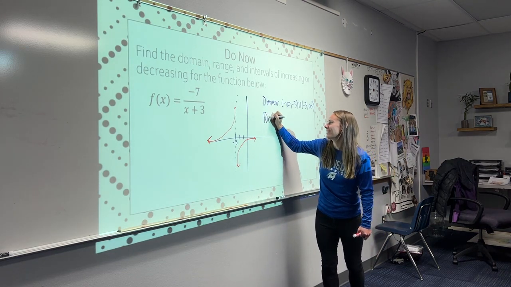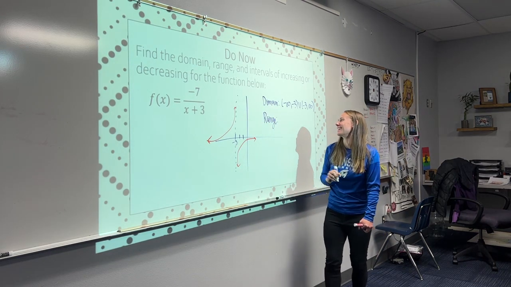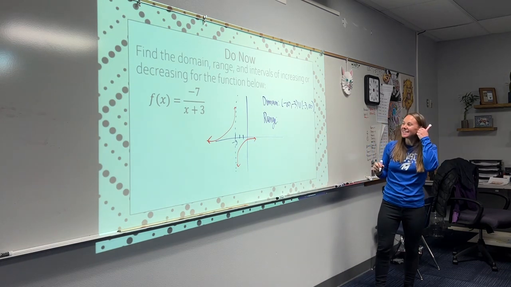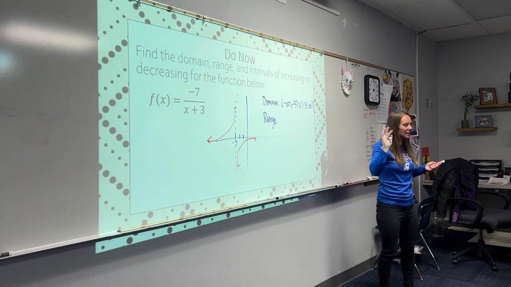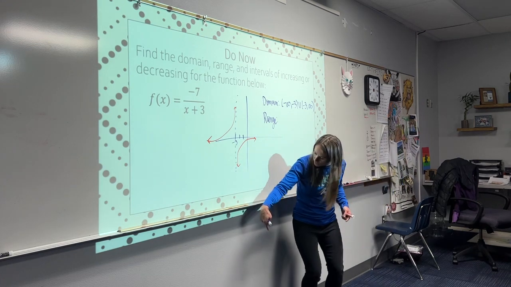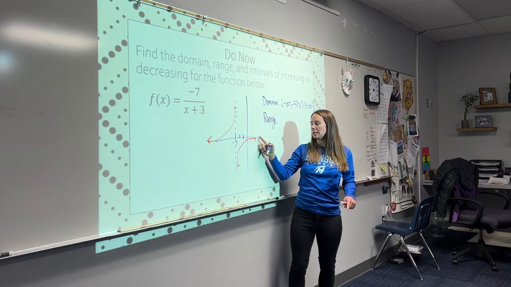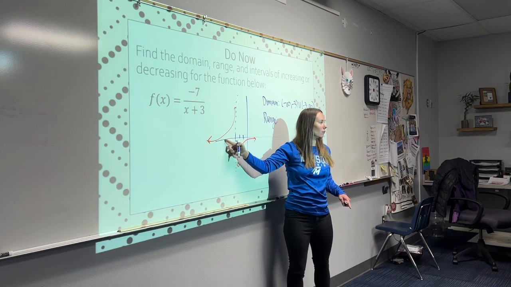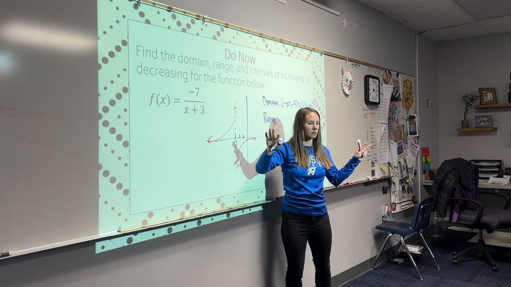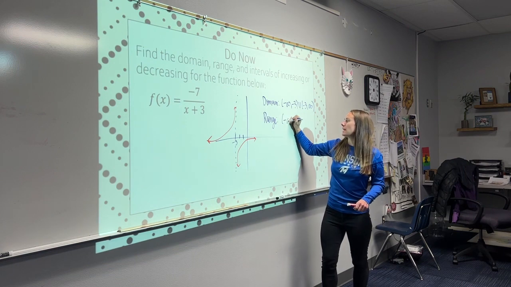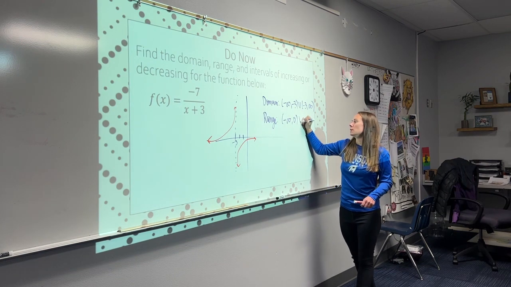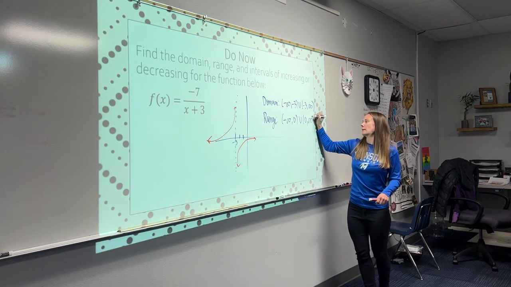Oh, that's true. You're gonna forget it and you're gonna be like, Okay, the range is gonna be all of our Y values. We hit every single Y value because it goes down. We hit every single Y value up here, but we don't hit the X axis, which is a Y value of what? 0. So we don't hit 0. So our range is gonna be from -infinity to 0, union 0 to infinity.